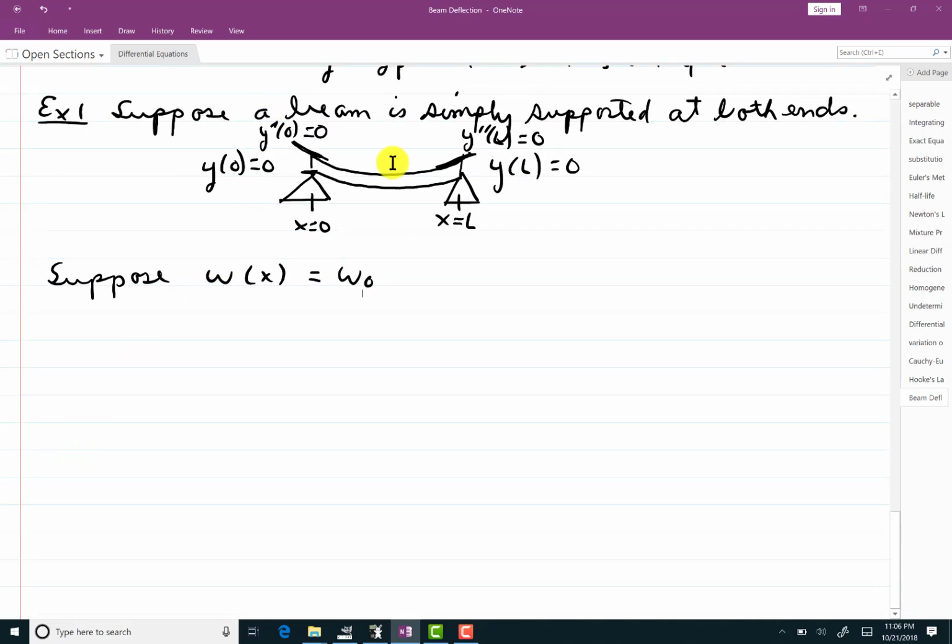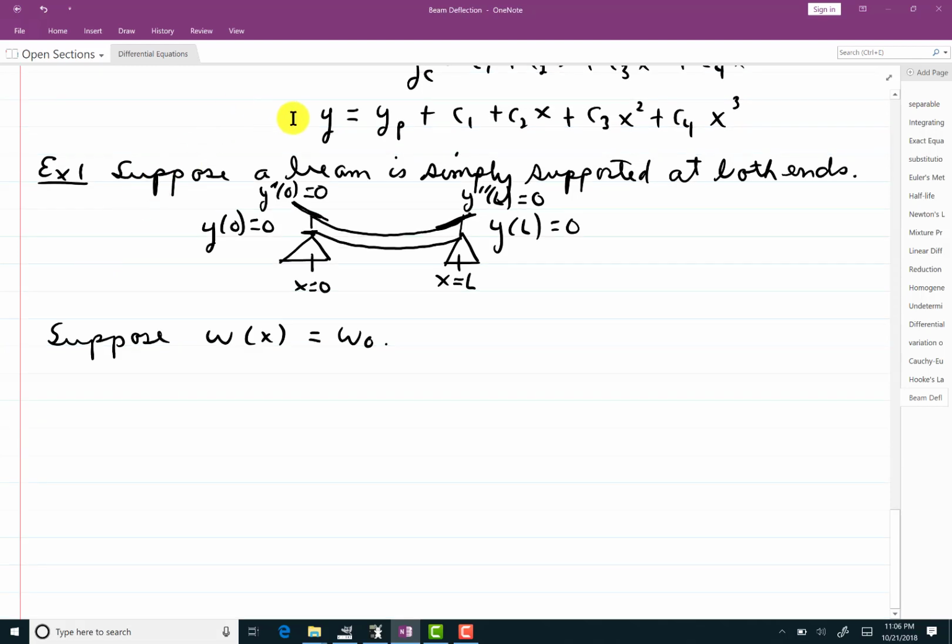Maybe years and years of more and more paint will make it droop farther and farther. Whatever the case may be, this weight is constant throughout the length of the beam. So what does that tell us then? Well, in this solution, I know that I'm going to have all these c's, but the hard part, the only part that takes work, is the y sub p.